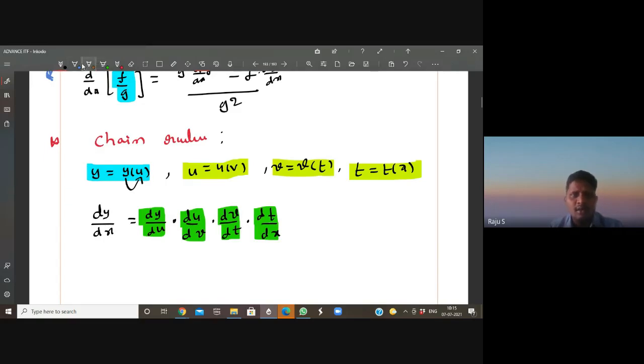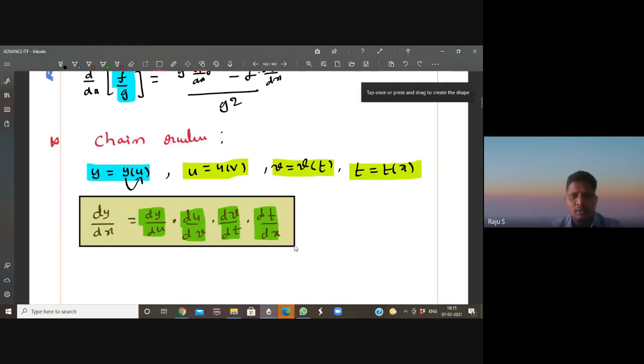Okay, I already told you clearly that we can even cancel these. If we cancel dt, then finally we get dy by dx. So I have written dy by dx like this. This is called the chain rule. Okay, this is the chain rule, important.